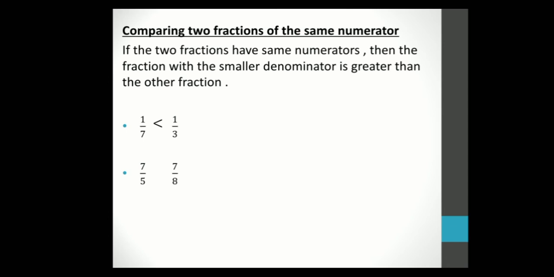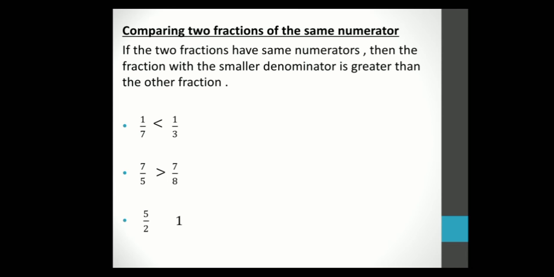7 over 5 and 7 over 8. Now, both numbers in the numerator are similar. So I search for the smallest denominator. What is the smallest denominator? It's 5. So 7 over 5 is bigger than 7 over 8.